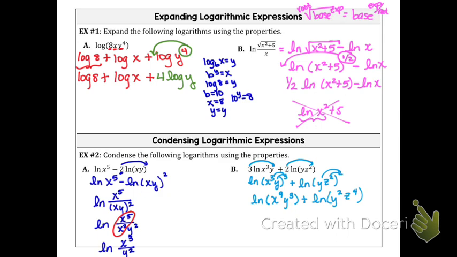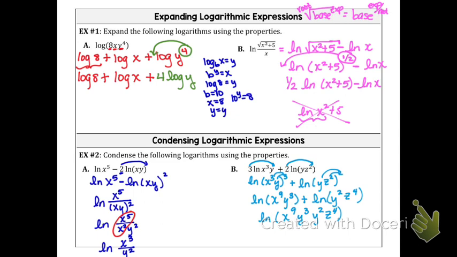Now that we've got a natural log plus a natural log, we can combine these, and because they're being added, we can combine them with multiplication. So it's going to give us a natural log of x to the 9th, y to the 3rd, times y squared, z to the 4th.